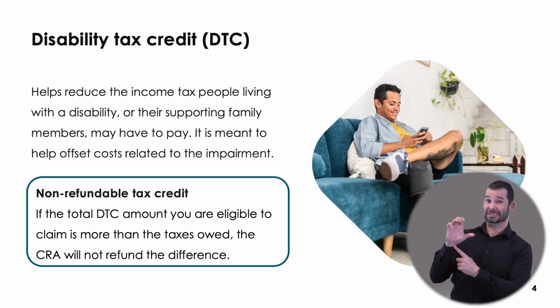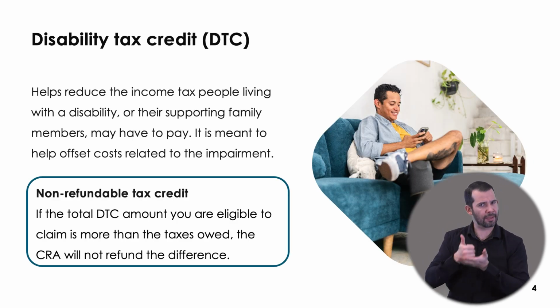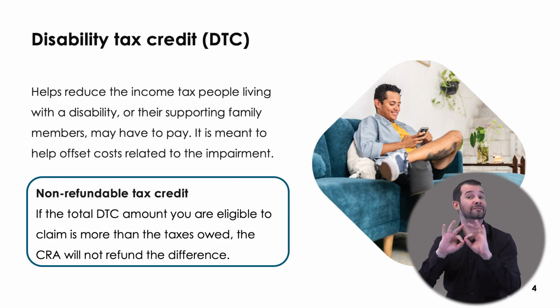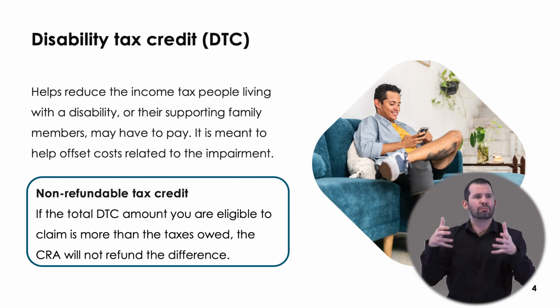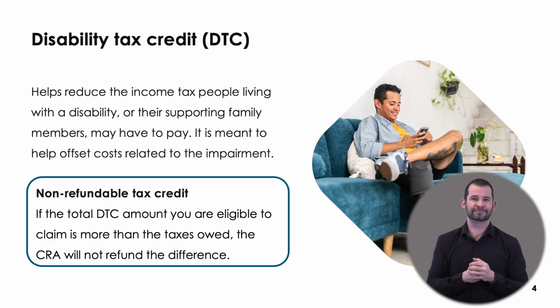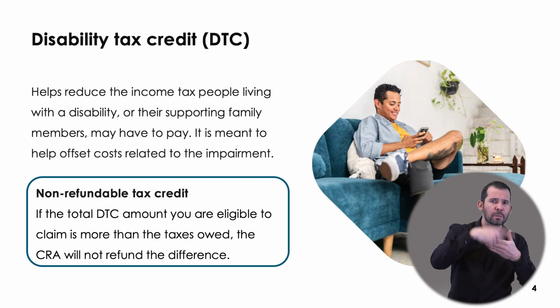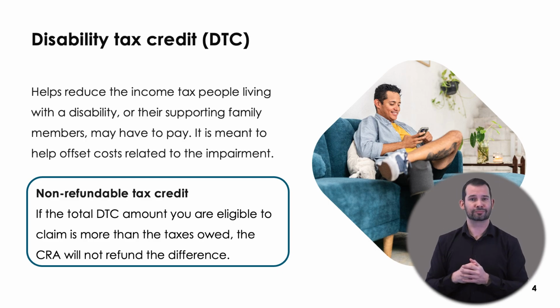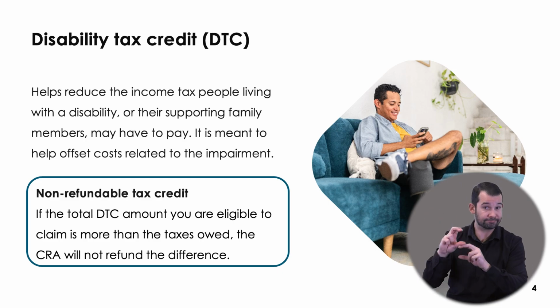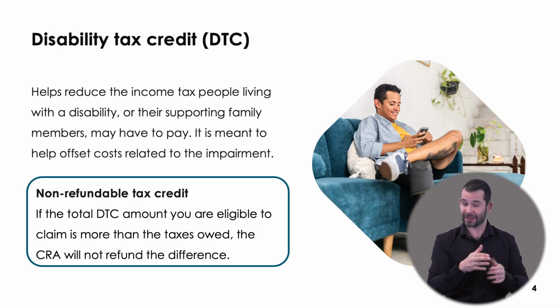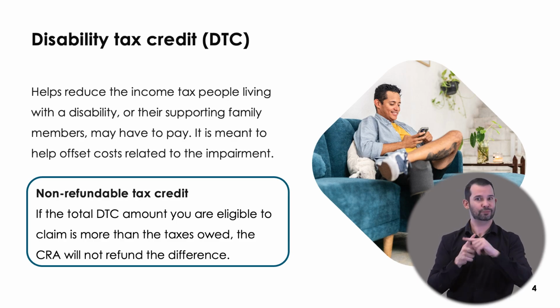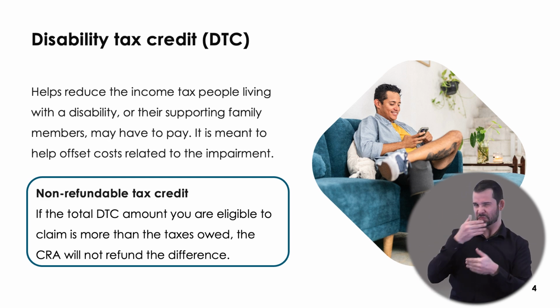The DTC is a non-refundable tax credit that helps people with disabilities or their supporting family members reduce the amount of income tax they may have to pay. Even if you do not have taxable income, there are other benefits to applying for the DTC. Being approved can help you access other federal programs such as the Child Disability Benefit, the Canada Workers Benefit Disability Supplement, the Registered Disability Savings Plan, or RDSP for short, and the new Canada Disability Benefit. I will speak more on some of these programs shortly.